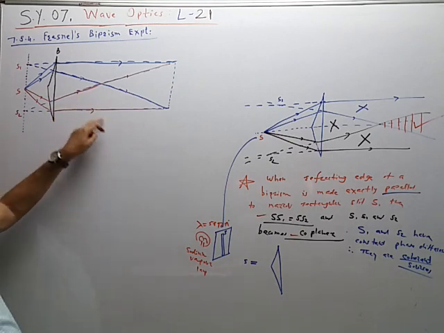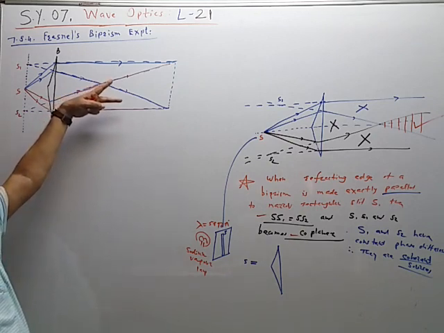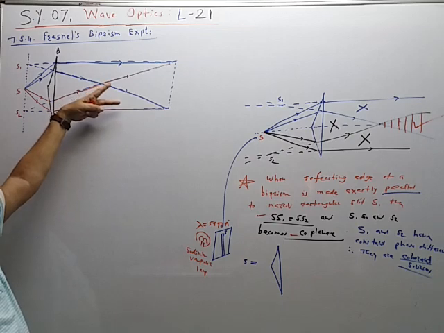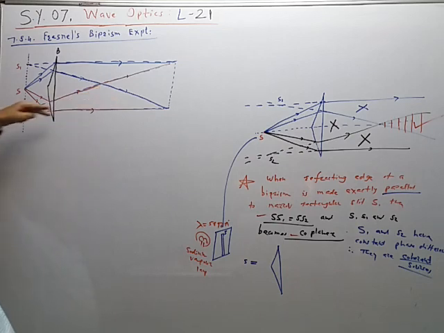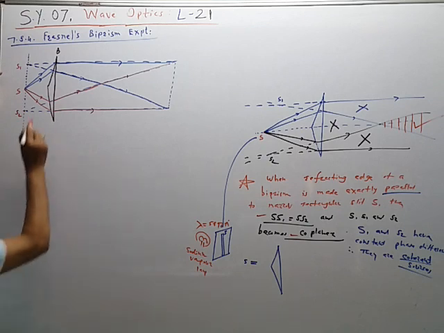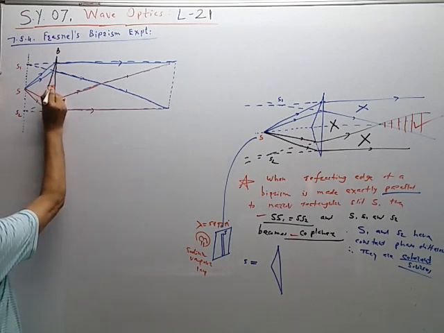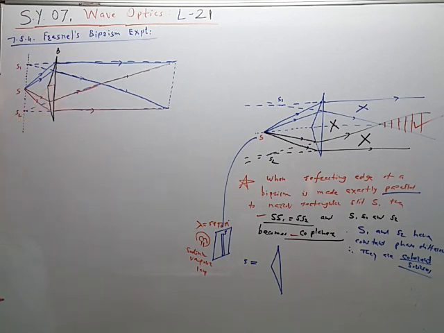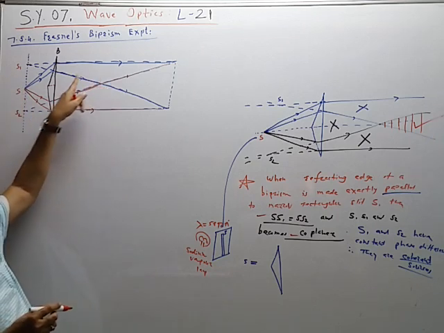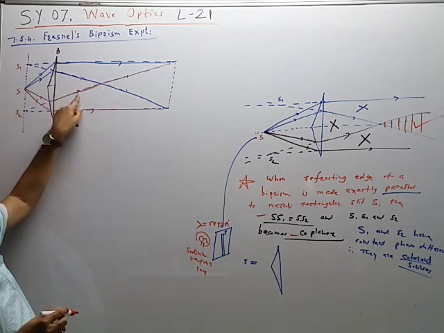So third and fourth emergent rays, they again diverge from each other. If they are produced in the backward direction, they will produce other virtual images too. So S1 and S2 are the two virtual images of the slit S formed by the biprism. This is the line joining the two bases of the prism. Now there is no crossing of waves, no interference band.